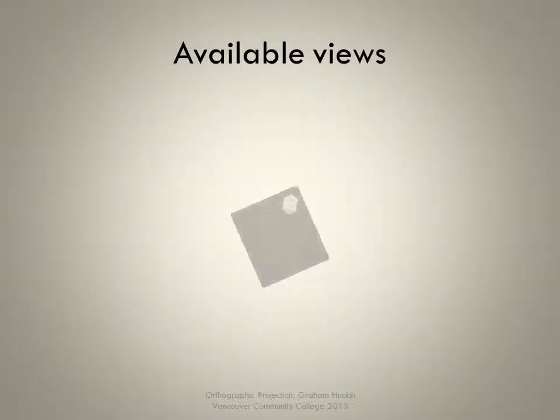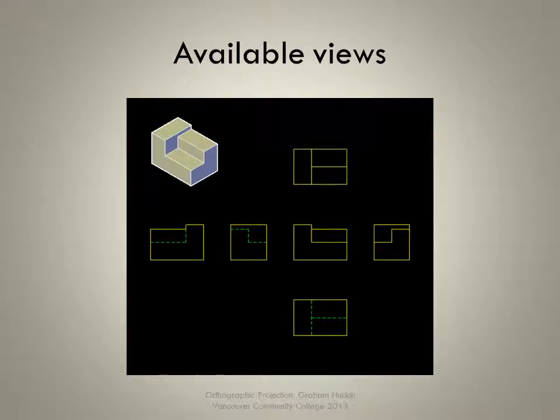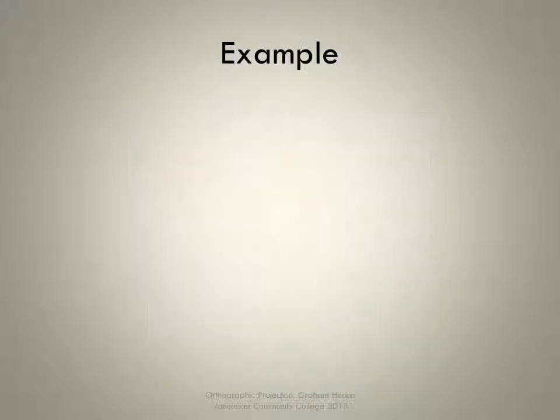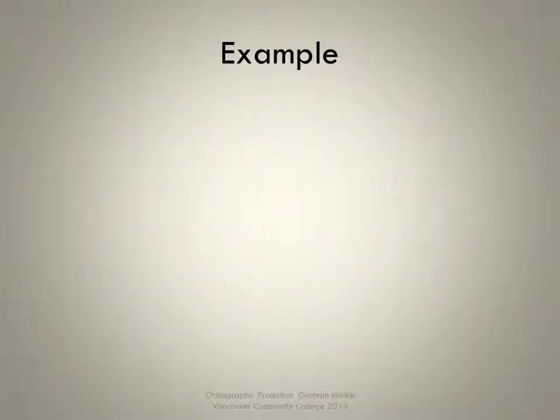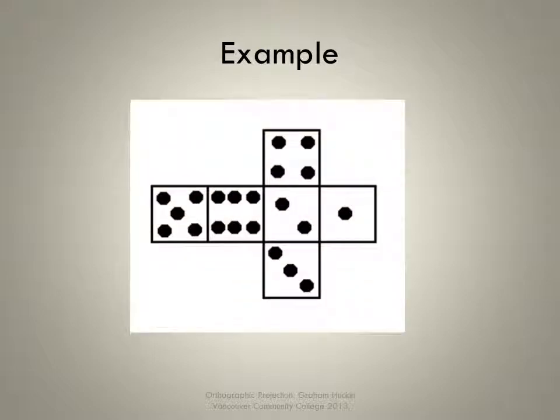There are at least 6 different views available in orthographic projection. They are front, rear, top, bottom, right and left. To illustrate how orthographic projection is used, let's consider a cube. There are 6 sides on a die. That die can be unfolded and placed on a flat drawing surface. It then shows the 6 possible views in orthographic projection.